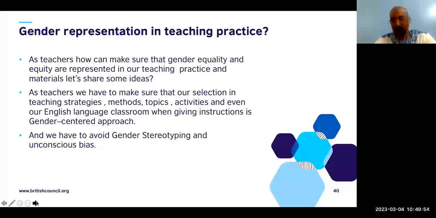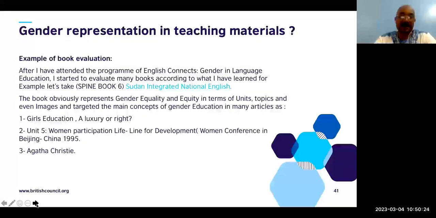We have to take care when we use language in the classroom, when giving an instruction or setting, for example, a task or an activity. It's very important, even when we make our posters and everything. So it's a very important part of our teaching. And we have to avoid gender stereotyping and unconscious bias, which have been mentioned by some of our participants here. Very interesting. Thank you very much. Let's move to the next slide, please.